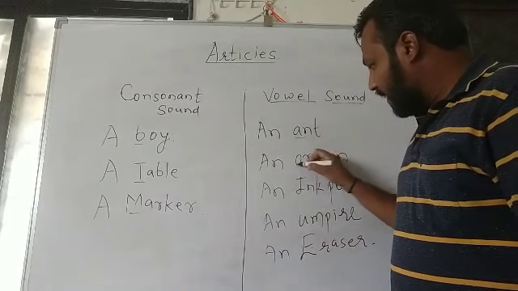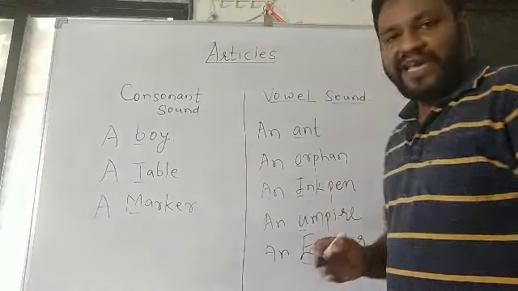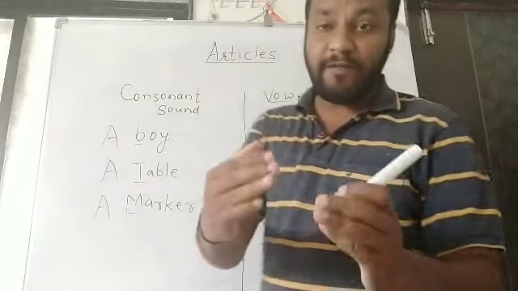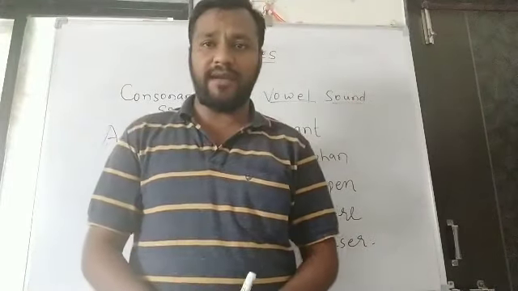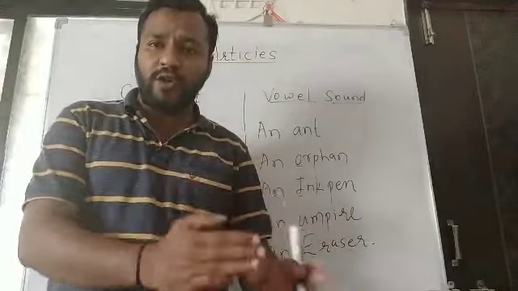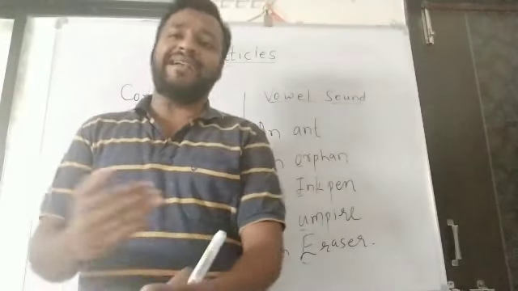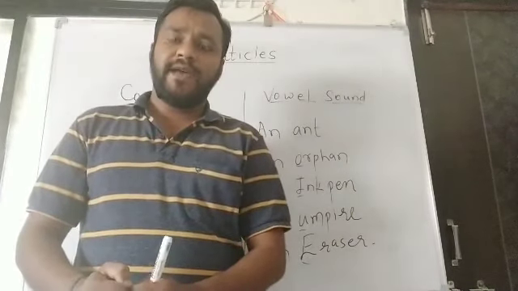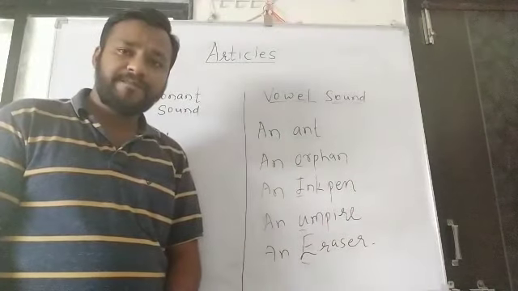See friends, A, E, I, O, U. These are the five vowel letters. We know very well. But what about vowel sounds?